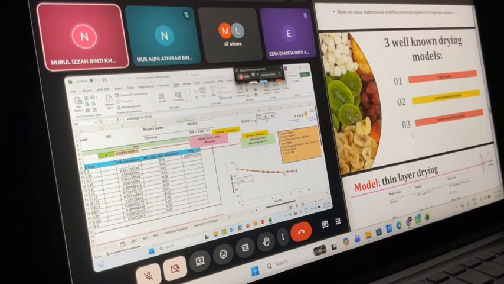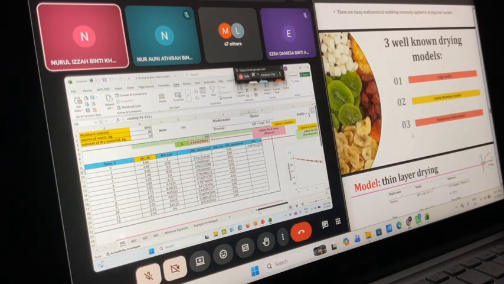The graph becomes nearer, it's fitted, and the value of k also changed. So this is actually the value of k for Hempedu, at 30 degrees Celsius. This only represents 30 degrees Celsius. So I repeat again.